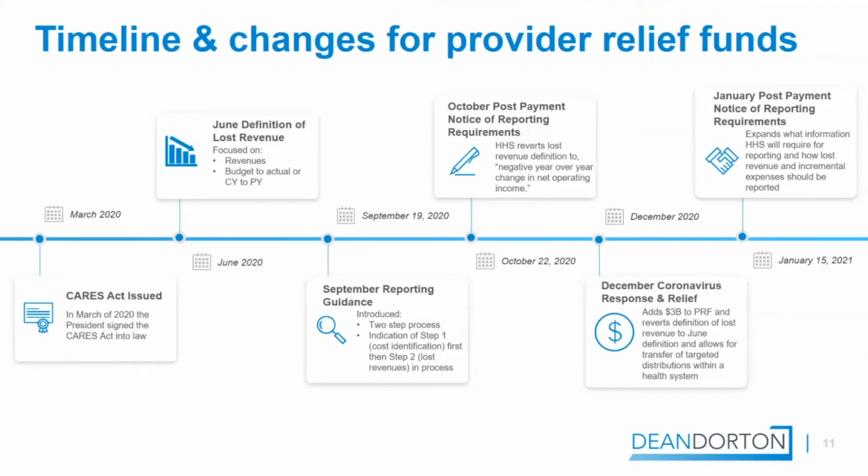After a few other changes, in December, legislature passed another stimulus bill, and within that, there were 2 pages related to the provider relief funds. They added $3 billion to the provider relief funds, and they also reverted the definition of lost revenue back to the June definition, which is what most providers wanted. There were also some nuances related to targeted distributions that we'll dig into later. Then in January, we received some additional information from HHS about how they were interpreting the December legislation, and more well-defined lost revenue and incremental expenses and how those should be reported.